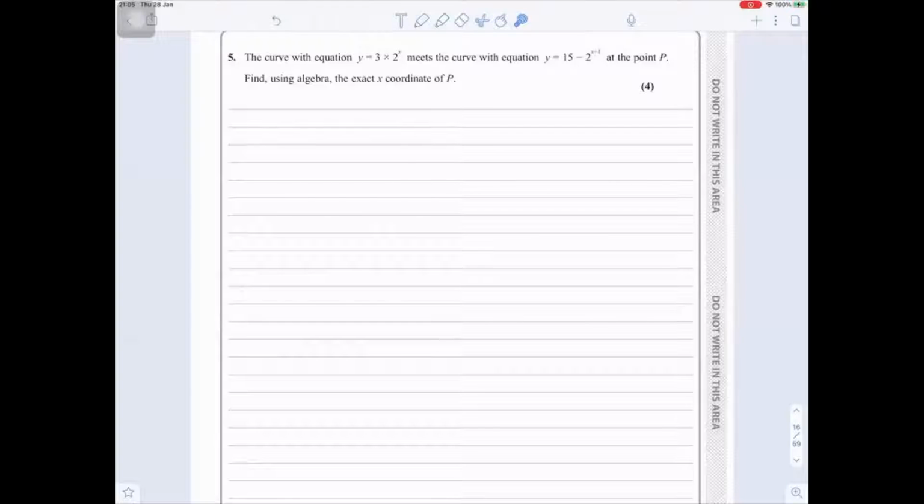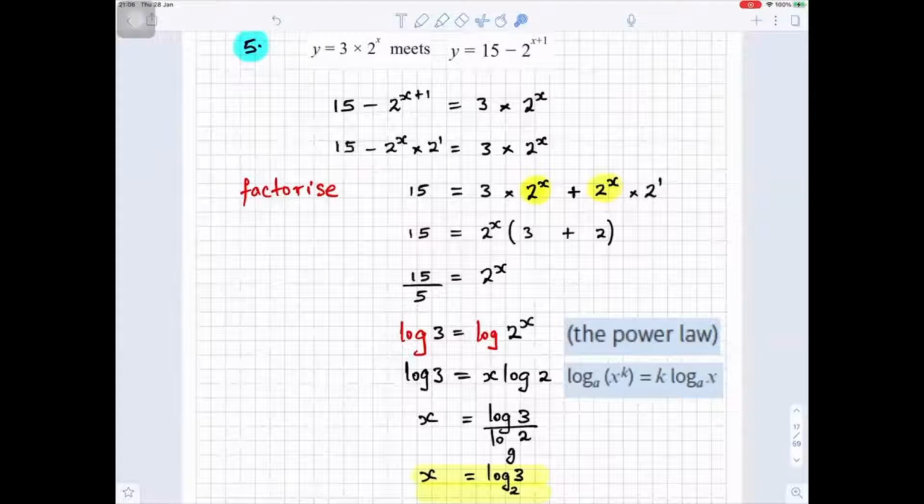Question number 5. The curve with equation y equals 3 times 2^x meets the curve with equation y equals 15 minus 2^(x+1) at the point P. Find using algebra the exact x coordinate of P. So what we want to do is y equals 3 times 2^x meets y equals 15 minus 2^(x+1). So that means they are equal. That means y equals y, and this expression equals that expression. So 15 minus 2^(x+1) equals 3 times 2^x.